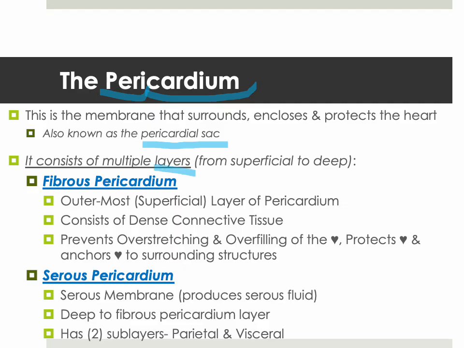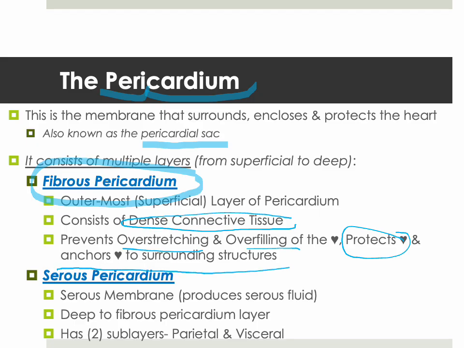It has a fibrous pericardium, which is the outermost layer, made of dense connective tissue. It prevents overstretching and overfilling of the heart. It also protects it and anchors it to the surrounding structures, meaning the mediastinum, the lungs, and so forth. Deeper, we have the serous pericardium, which produces serous fluid known as pericardial fluid, and this will make more sense once we see a picture, okay?